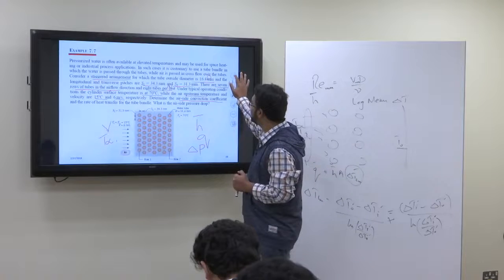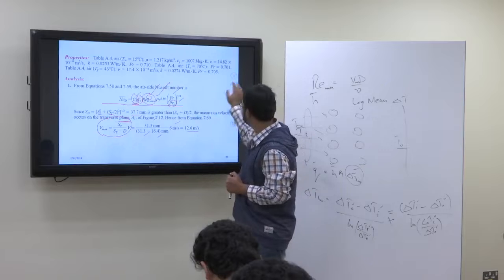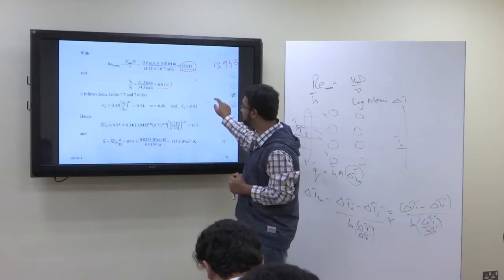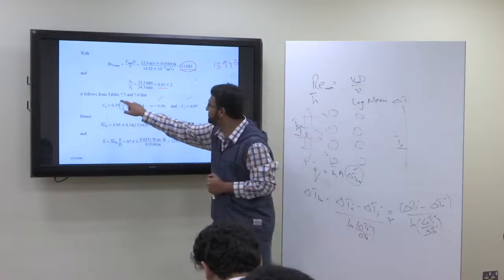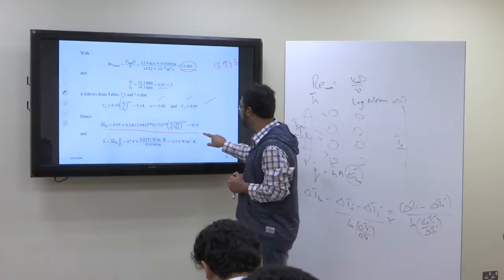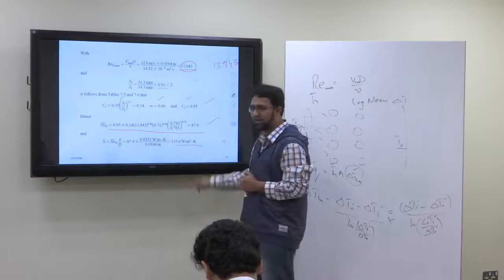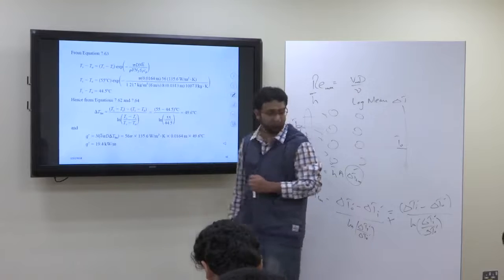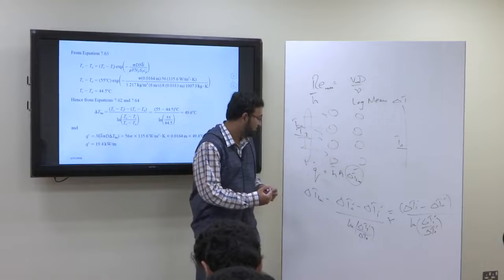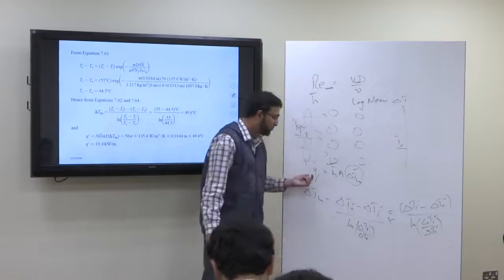So go back. Now we just substitute the values. You get C2, M, C1. Substitute the values, you will get the Nusselt number. Once you know the Nusselt number, substitute the values to get H. Now we know H. This is the thing we know. We need to find out Q.